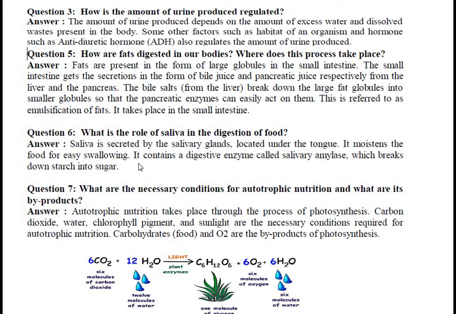What is the role of saliva in the digestion of food? What are the necessary conditions for autotrophic nutrition and what are its byproducts? Okay. All are given here. Saliva comes from the salivary gland located under the tongue. It moistens the food for easy swallowing. It has digestive enzyme salivary amylase, which breaks down starch into sugar.